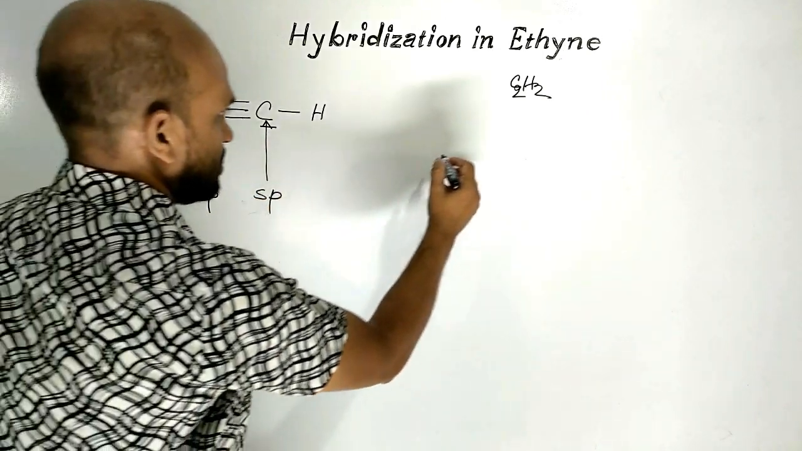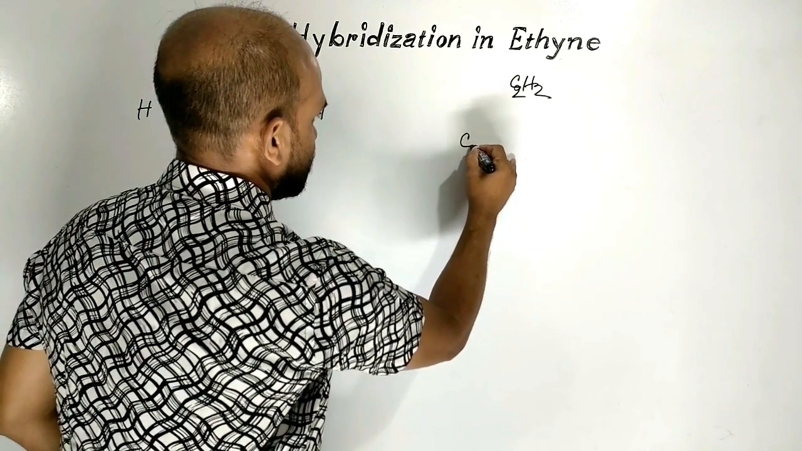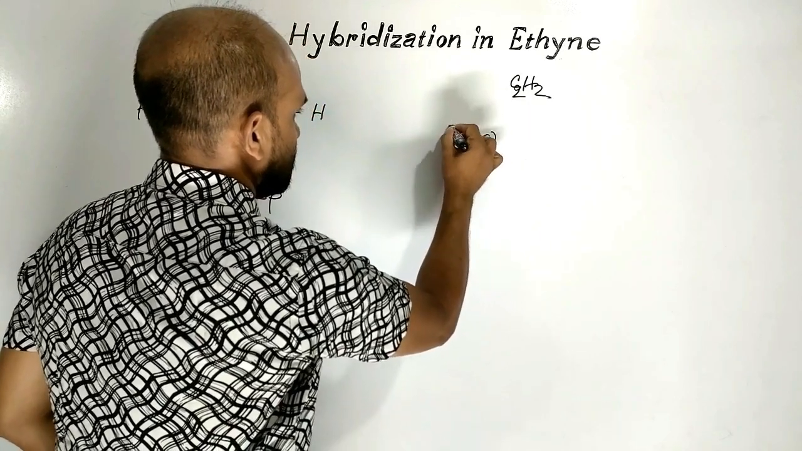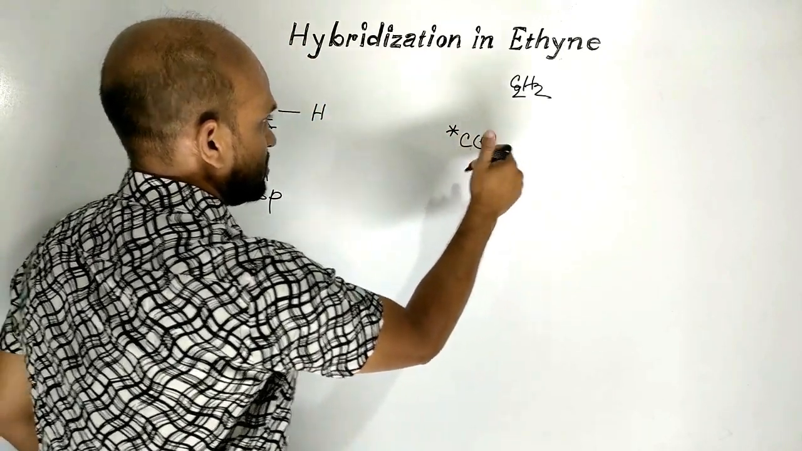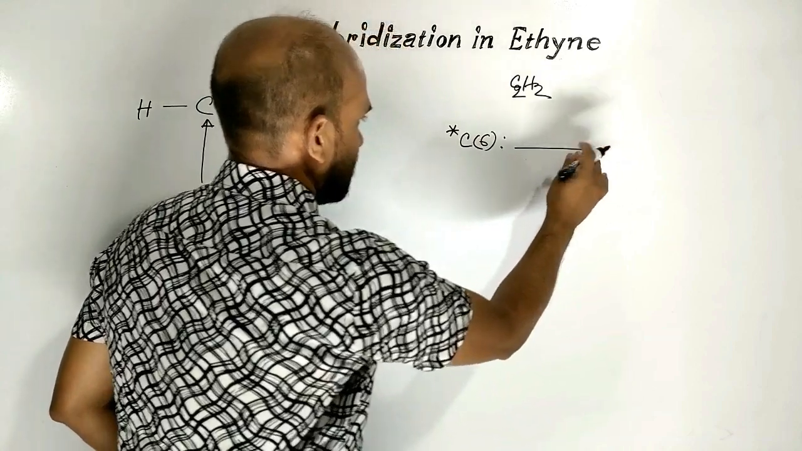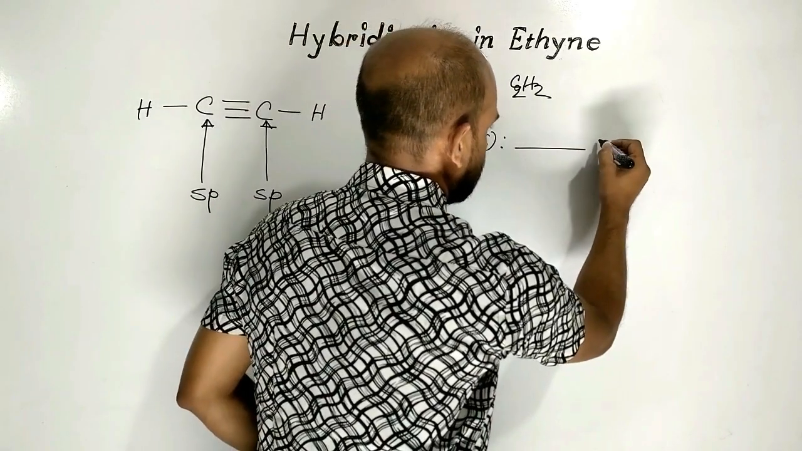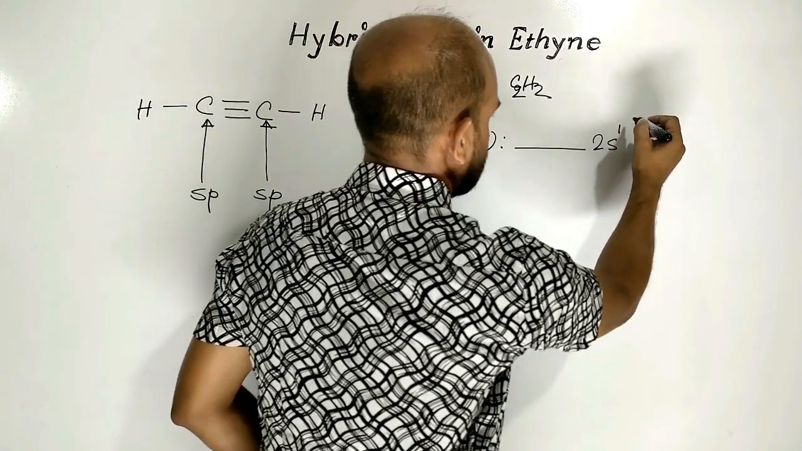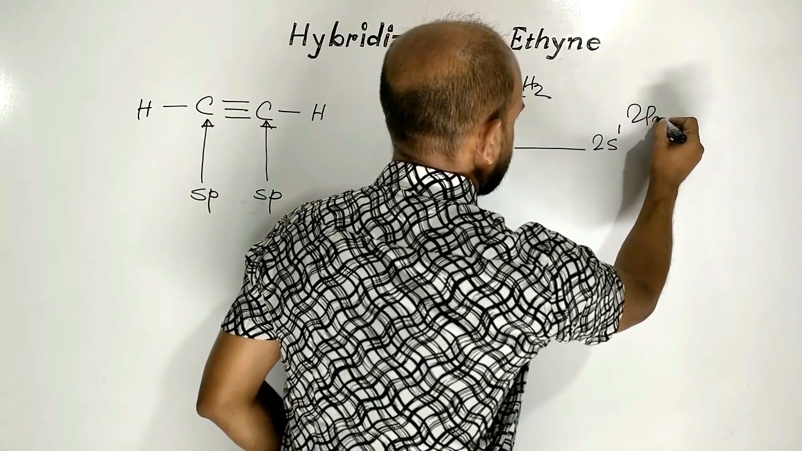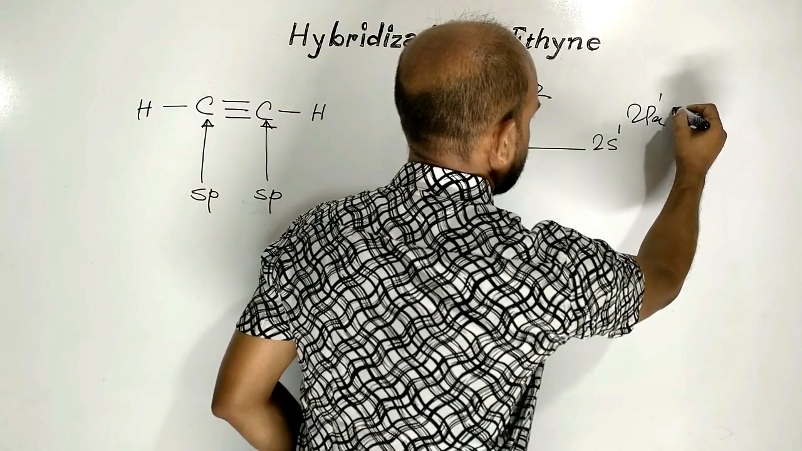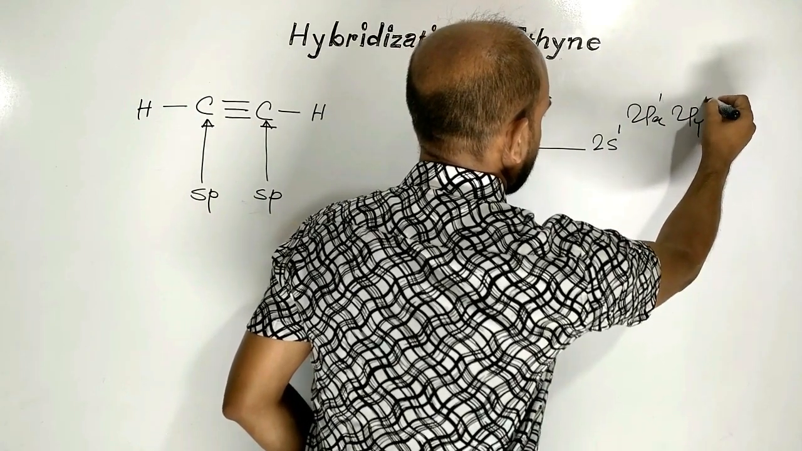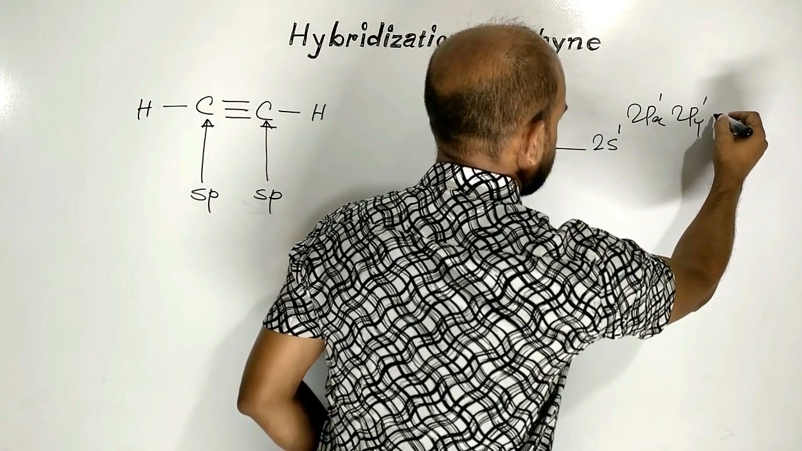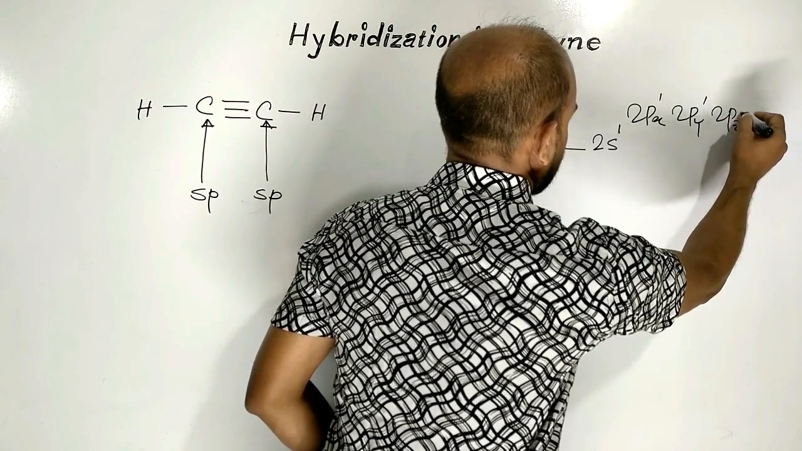Let us see the electronic configuration of carbon. At the excited state, in the outermost shell of carbon, the s orbital contains one electron, 2px one electron, 2py one electron, and 2pz one electron.